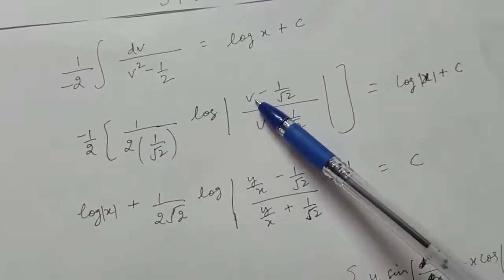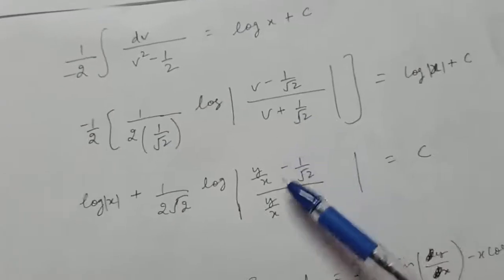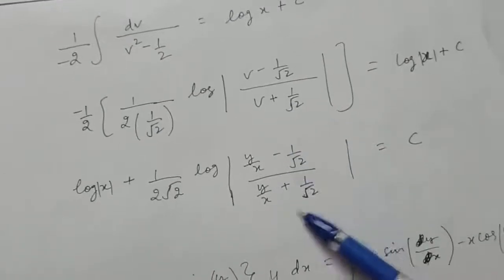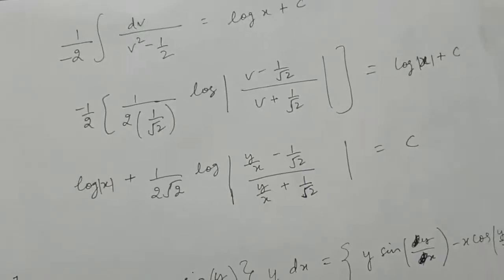Now see, we cannot leave the answer in v. You have to write y by x in place of v. So write down y by x in place of v, equal to c. So this is the solution of the given differential equation.